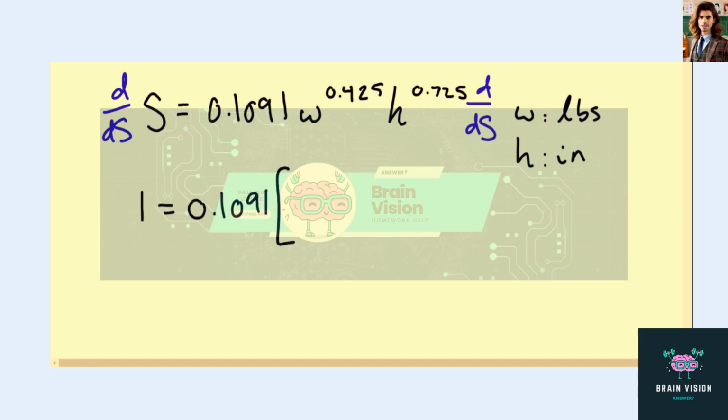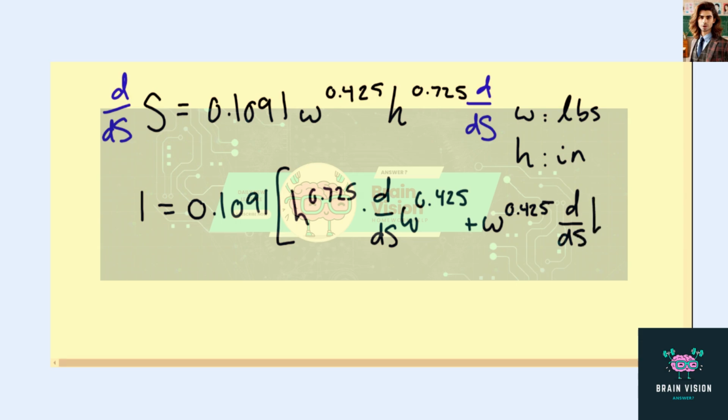So this is going to be h to the power of 0.725 times the derivative of w to the power of 0.425 with respect to s, plus w to the power of 0.425 times the derivative of h to the power of 0.725 with respect to s.